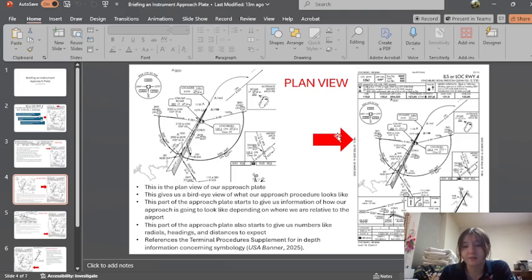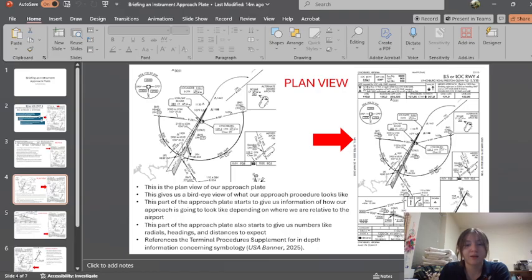Another big thing to brief during this part of the approach plate is the MSA, minimum safe altitude. So if we do lose any sort of navigation or lose comms, this is our safe altitude depending on where we are in relation to the Lynchburg VOR. And for any symbols that we don't understand on the plan view of our approach, we can look at the terminal procedures supplement for in-depth information concerning those symbols.